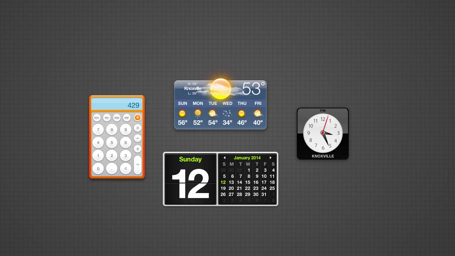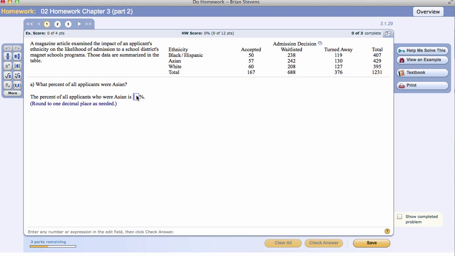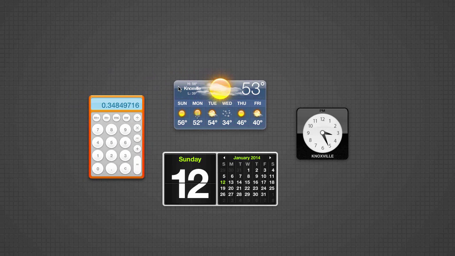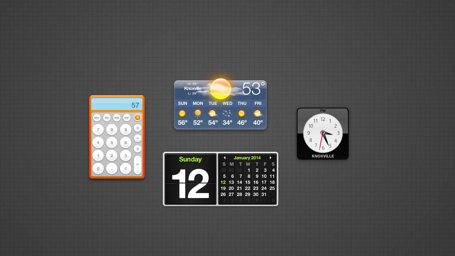429 divided by 1231 gives us the percent that were Asian. That was 34.8%, and it wants it to one decimal place. Next, what percent of the students accepted were Asian? 167 students were accepted, and 57 of those were Asian. That is 57 out of 167.